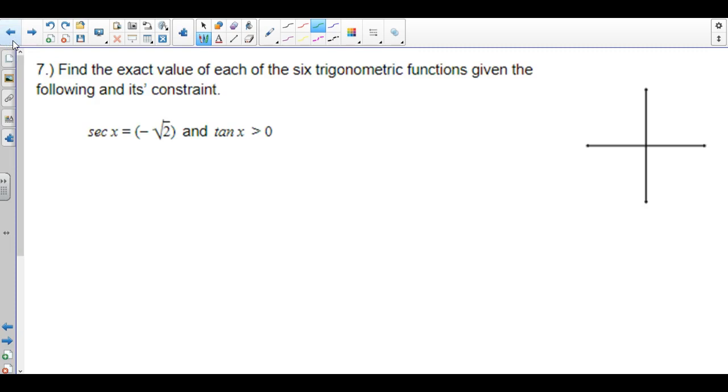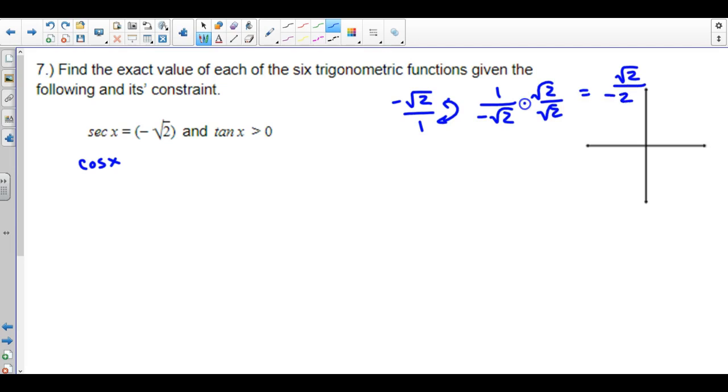So last problem, we're going to take a look at an exact value of some trig functions based off a couple constraints. First thing, I'm given that the secant of an angle, again secant is the reciprocal of cosine, is negative root 2. So if the secant is negative root 2, what I want to do is take the reciprocal of this. And if I take the reciprocal, it's this. If I rationalize this, it's going to give me radical 2 over negative 2.